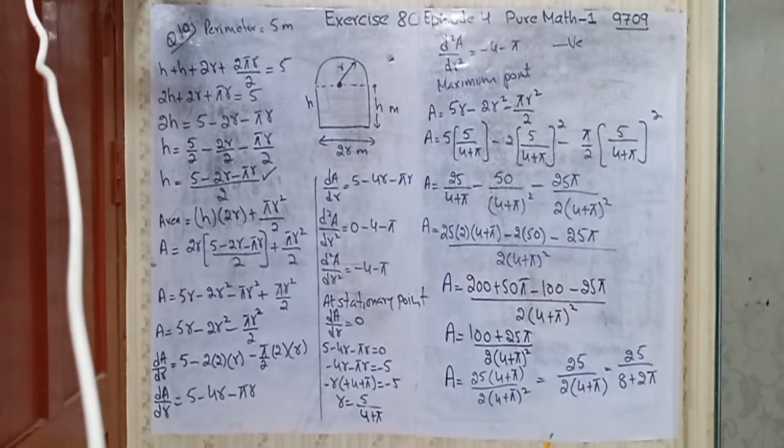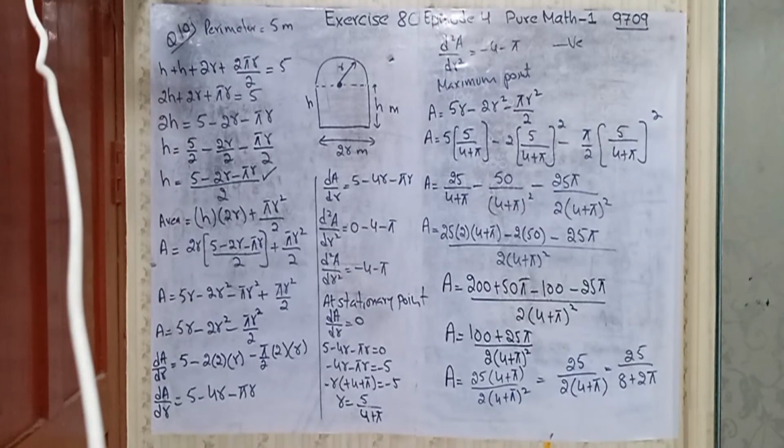This is exercise 8C, and we are working on episode number 4. This is the course book of Pure Maths 1, the maths is 9709. We are on question number 10 of this exercise. The exercise is related to practical maximum and minimum problems, and the chapter is related to further differentiation. So we are working on question number 10.